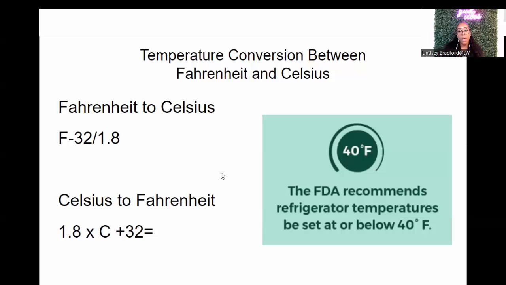Another little tip I put on here is that the FDA recommends that the temperature be below 40 degrees for the refrigerator. So sometimes you may get questions where it's giving you a range, and it might say, what's the refrigerator temperature? You know that if that range is 55 to 70, that's not refrigerator temperature. That's probably the temperature of your home, right?